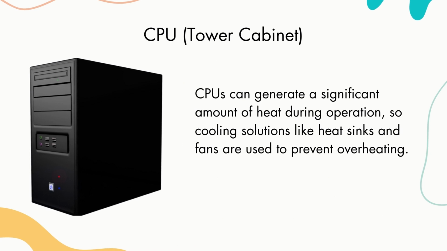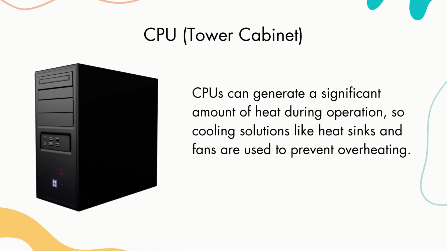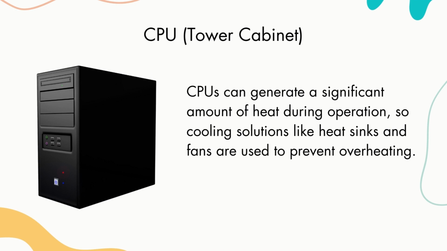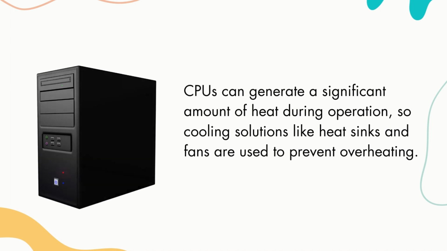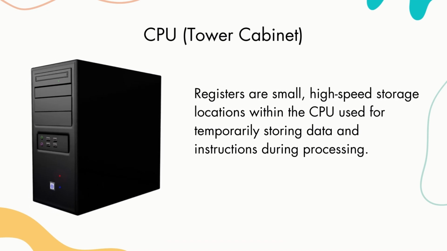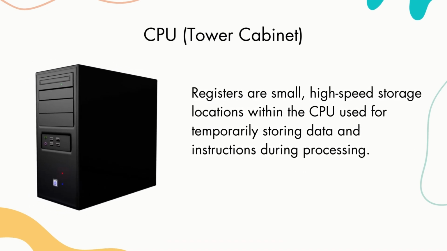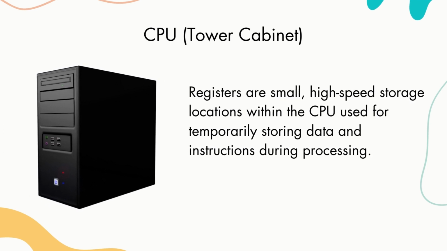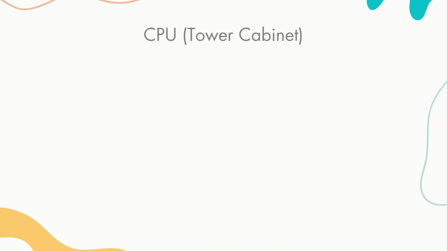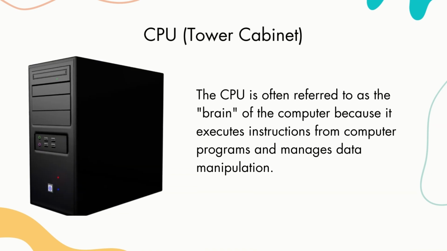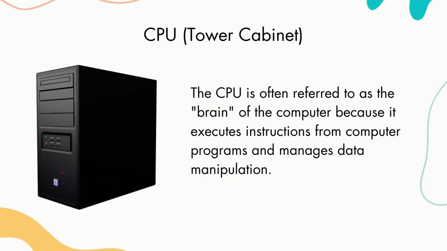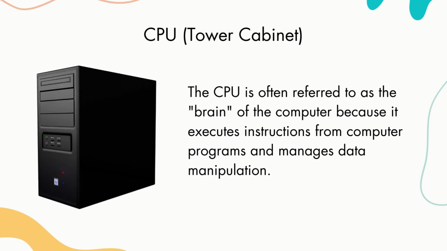CPUs can generate a significant amount of heat during operation, so cooling solutions like heat sinks and fans are used to prevent overheating. Registers are small, high-speed storage locations within the CPU used for temporarily storing data and instructions during processing. The CPU is often referred to as the brain of the computer because it executes instructions from computer programs and manages data manipulation.